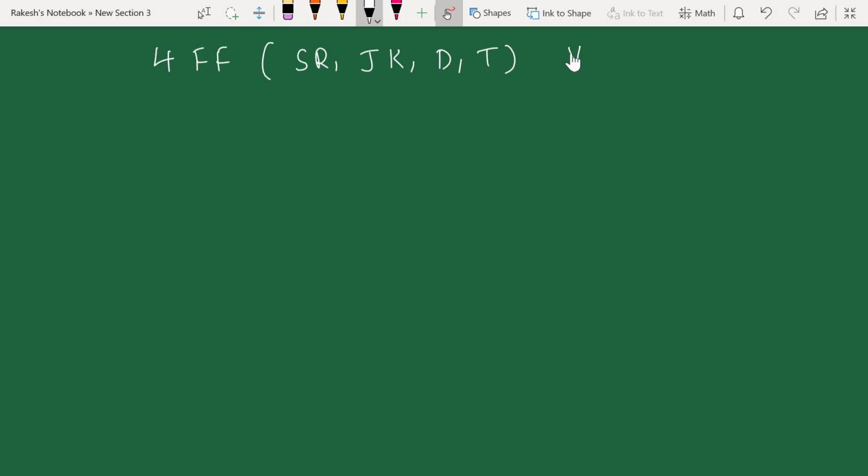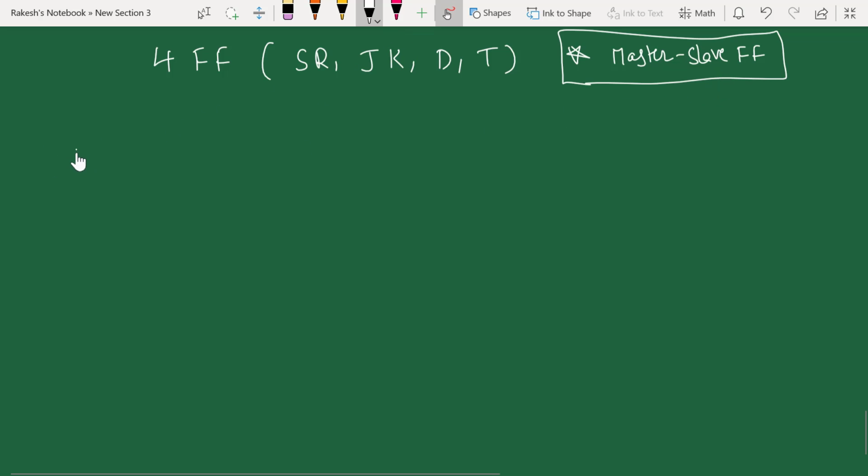So I'm giving a small homework for you. There is a master and slave flip-flop. Please go through the books and figure out what it is and what is the role of this particular flip-flop, what problem it is going to solve when you introduce this kind of flip-flop. Now I'm going to tell you asynchronous inputs for the flip-flop.